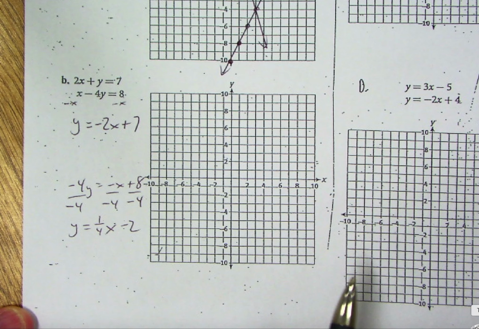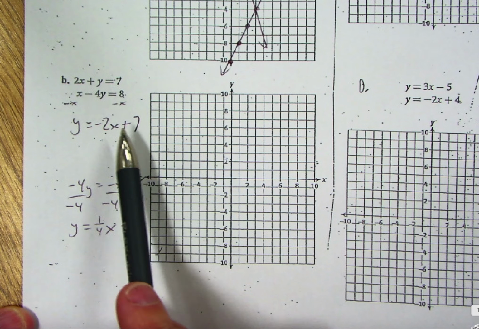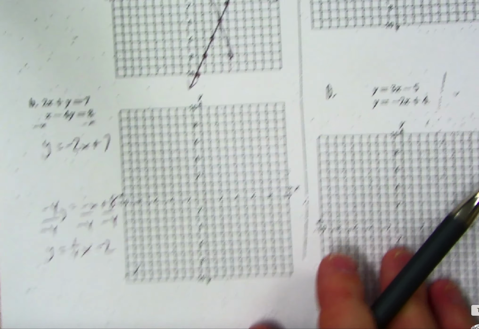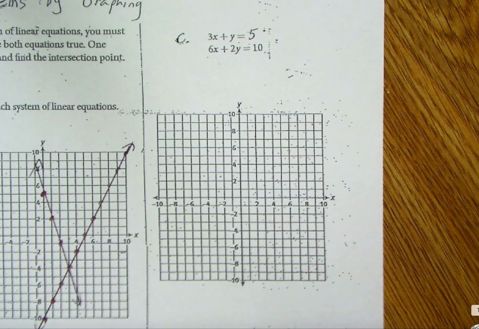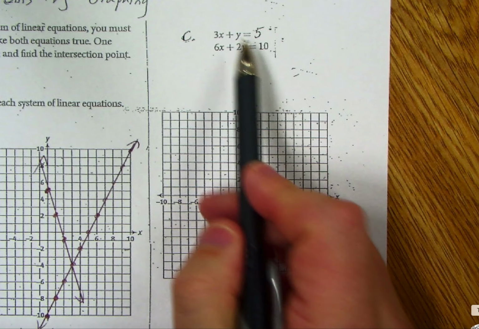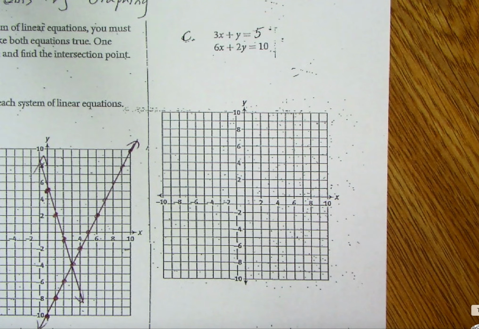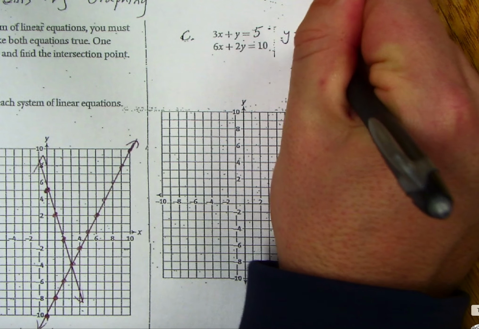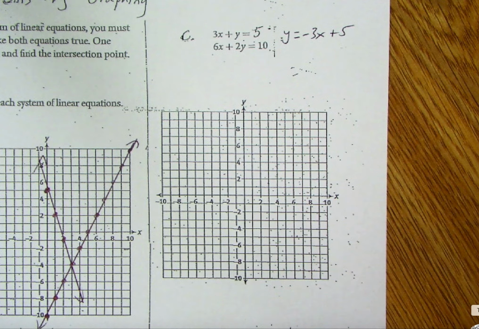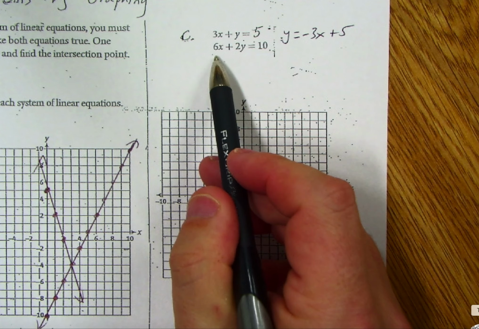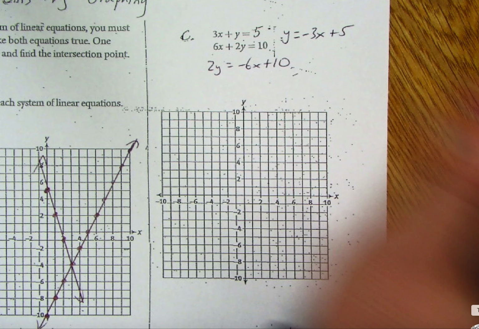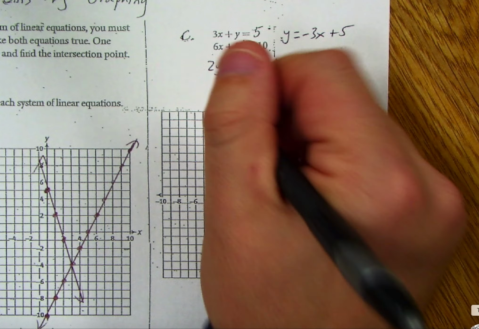I am going to do the next two because they are interesting. This one, to me, once I graph these, the same exact thing happens as example 1. So I'm not going to waste your time there. So C, okay. So C, I need to get y by itself first. So I'm going to subtract 3x. And then on the bottom one, I'm going to subtract 6x, and divide by 2.